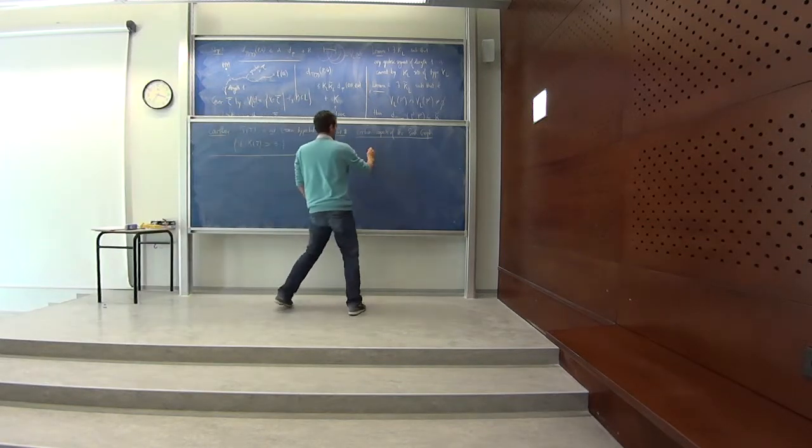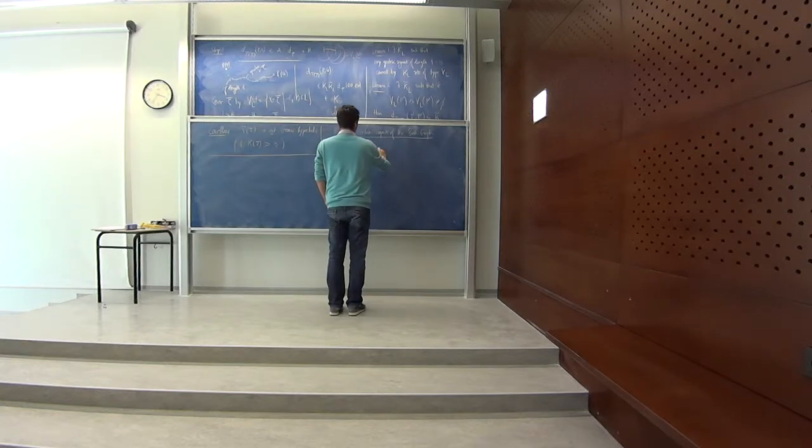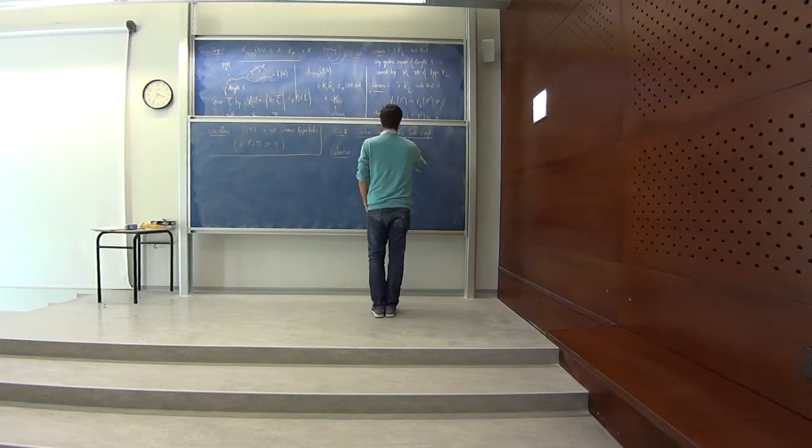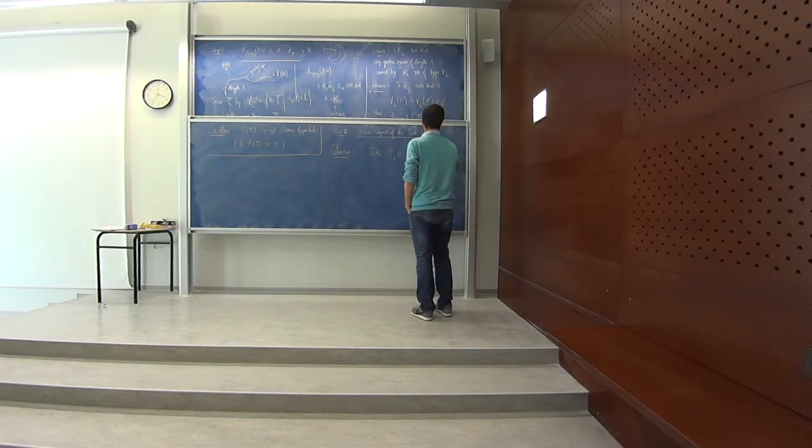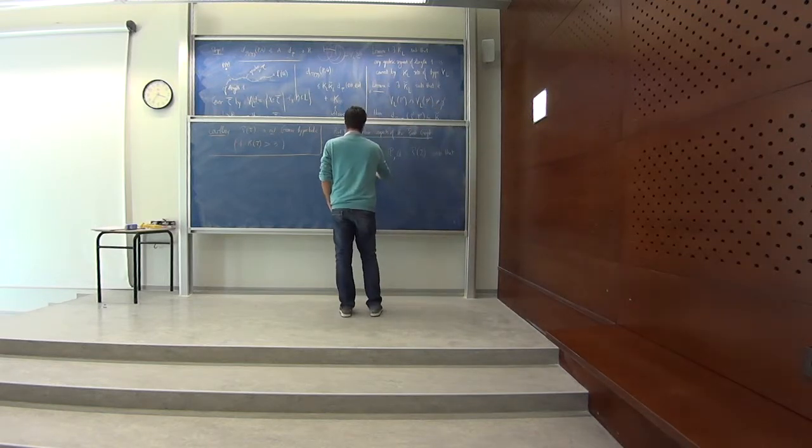Take P and Q belonging to the Pants graph, such that P intersection Q contains a curve.